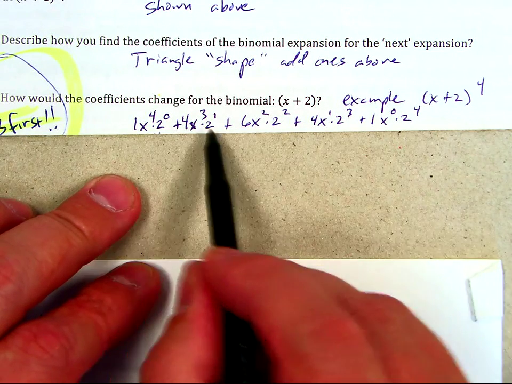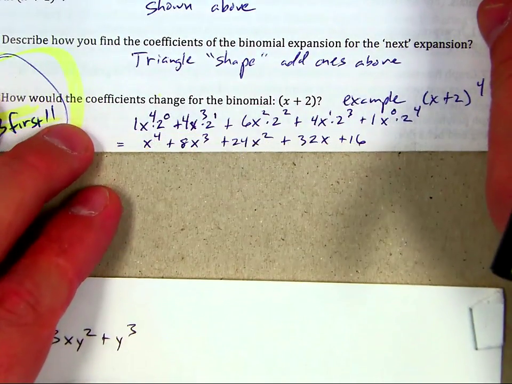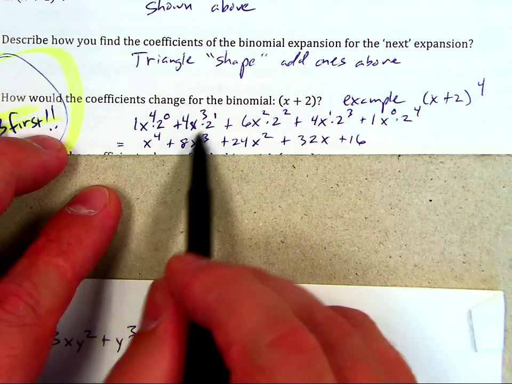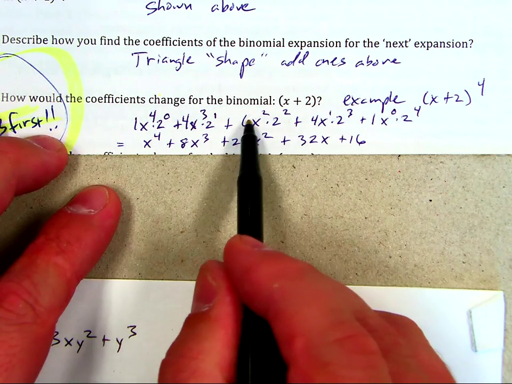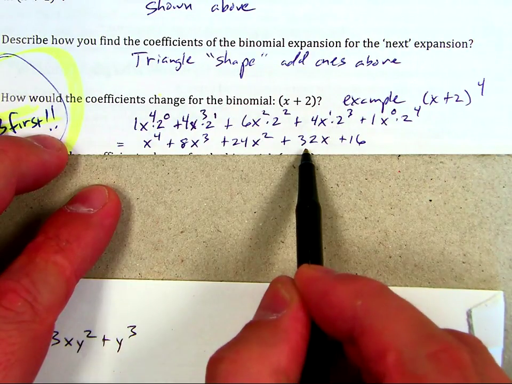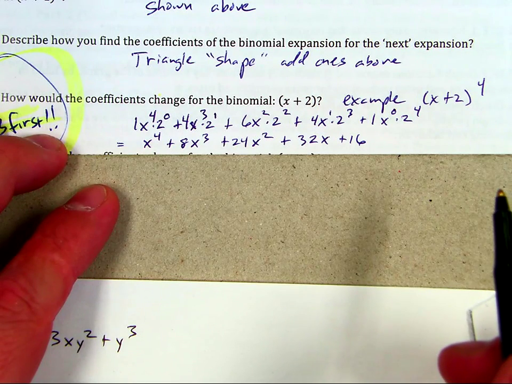Now we have to use just simplifying to do the arithmetic and the multiplying to get down to that answer right there. 4 times 2 is 8. 2 squared is 4 times 6 is 24. 2 cubed is 8 times 4 is 32. And 2 to the 4th power is 16. Okay? So that's the ending part of the task.